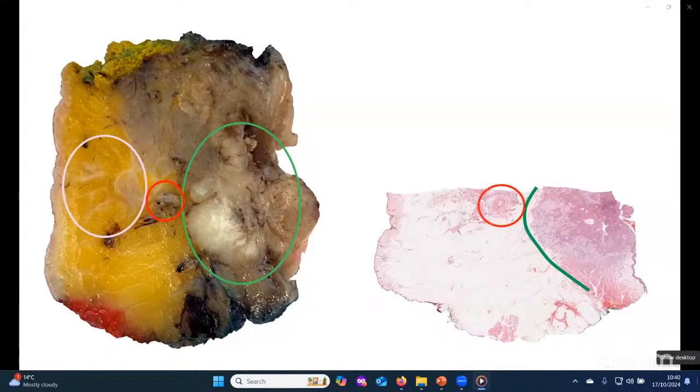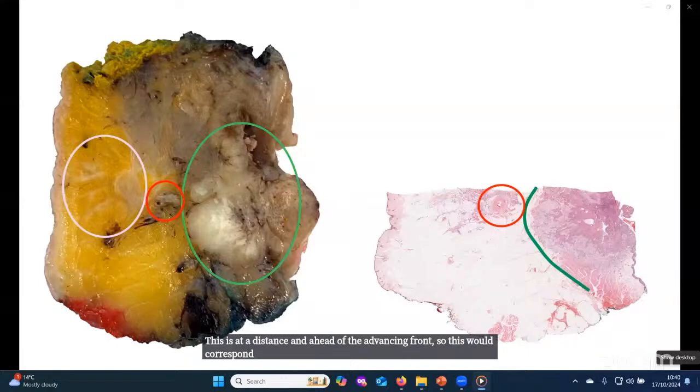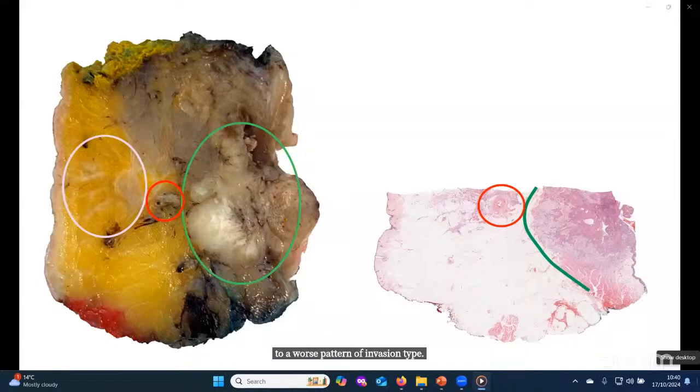The highlighted area in red shows the artery with perineural invasion, and this is at a distance and ahead of the advancing front, so this would correspond to a worse pattern of invasion, type 5. The lower part of the image, the fat looks normal, but the central and upper part shows these fibrous bands dissecting through and extending towards the dermis. There are some small fragments of skeletal muscle here from the zygomaticus which are also involved.